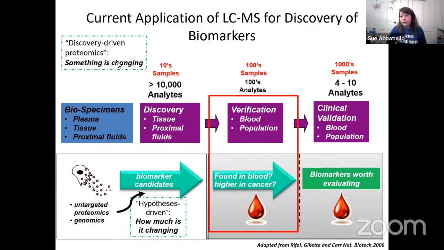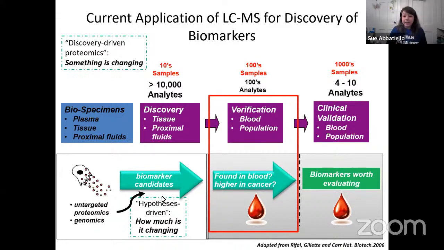So how does discovery-driven proteomics differ from hypothesis-driven proteomics? Well, hypothesis-driven is you have an idea based on some information of how much is changing in a particular target. And so you follow that target through different samples, different environments, and you see how it's changing, the extent and the reproducibility, the biological variation of that.